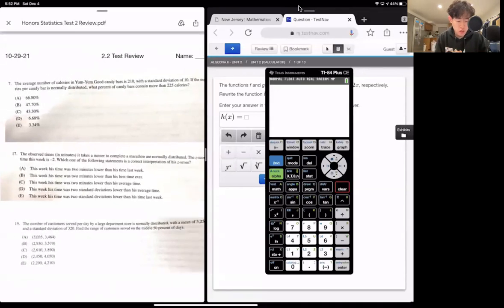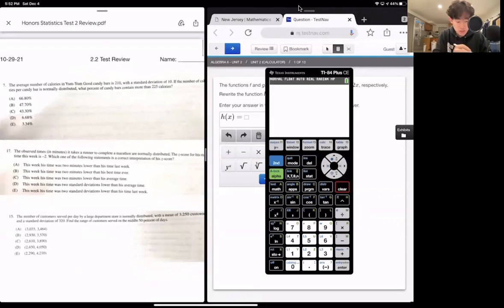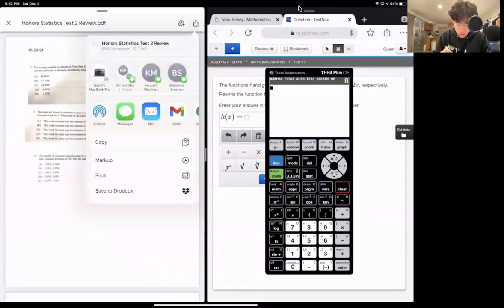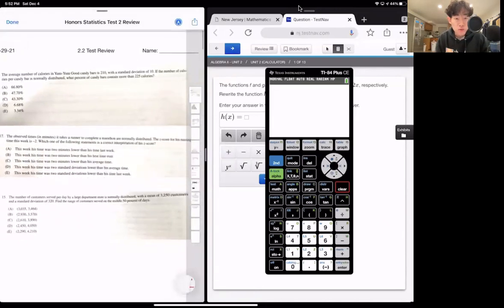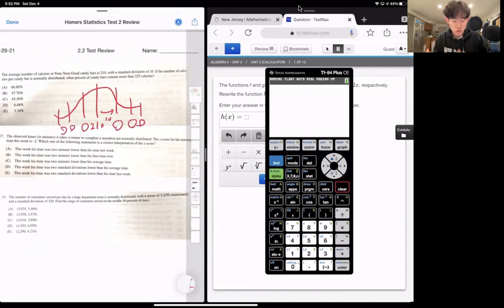So for this question, the very number one, I'm just going to do markup. The average number of calories in the Yum Yum Good candy bars is 210 with a standard deviation of 10. So right away, you know that this is 210 with a standard deviation of 10. You can go 10 in either direction. Now, I'm not really expecting you to fill in all these blanks, but just to have a general idea of what the normal distribution graph is going to look like. If the number of calories is normally distributed, what percent of the bars contains more than 225?